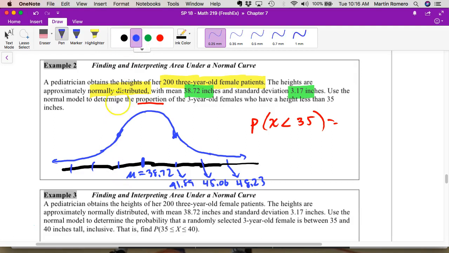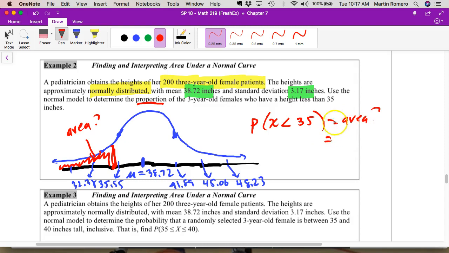So let me calculate this first standard deviation below. That turns out to be 35.55, and then the next standard deviation will be 3.17 below that, so this one down here is 32.38. And so 35 is somewhere here. And the proportion of 3-year-olds is going to be the area right here. So if I can calculate that area, what is that area equal to? I have the answer right there. So how do we do that?